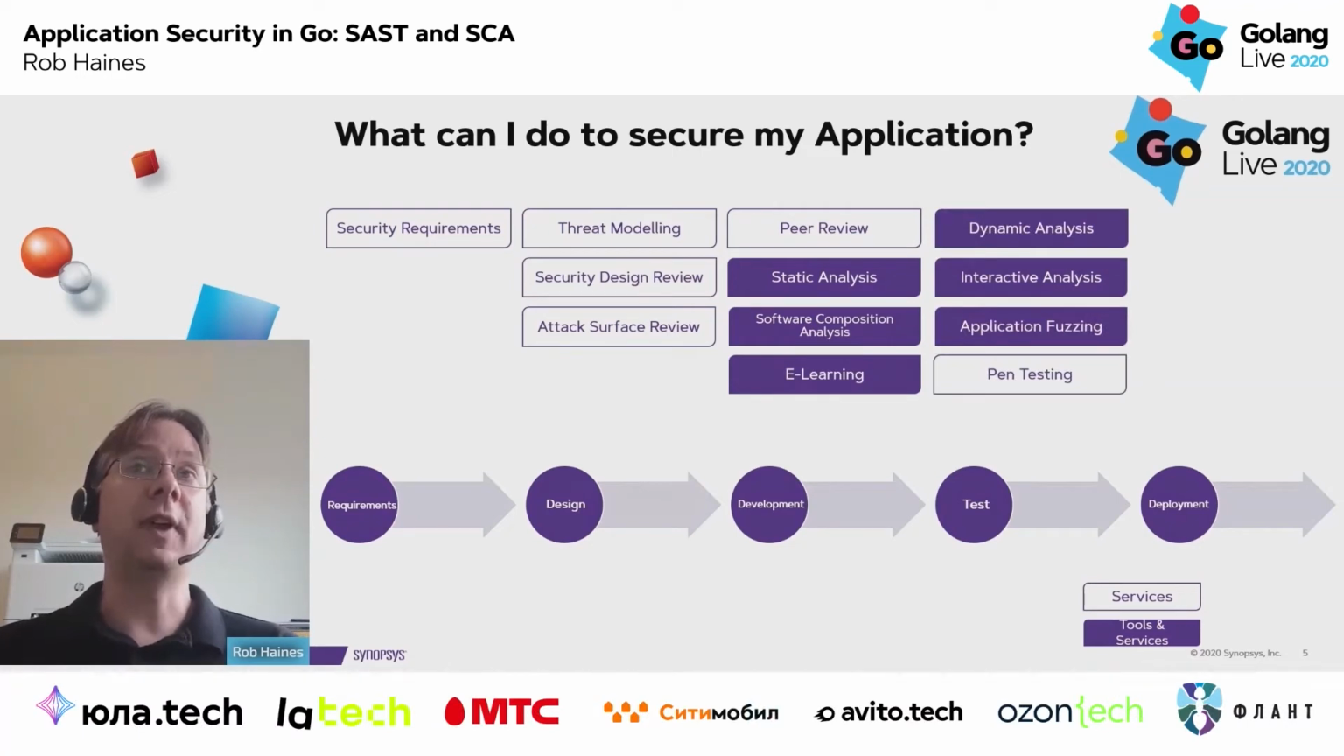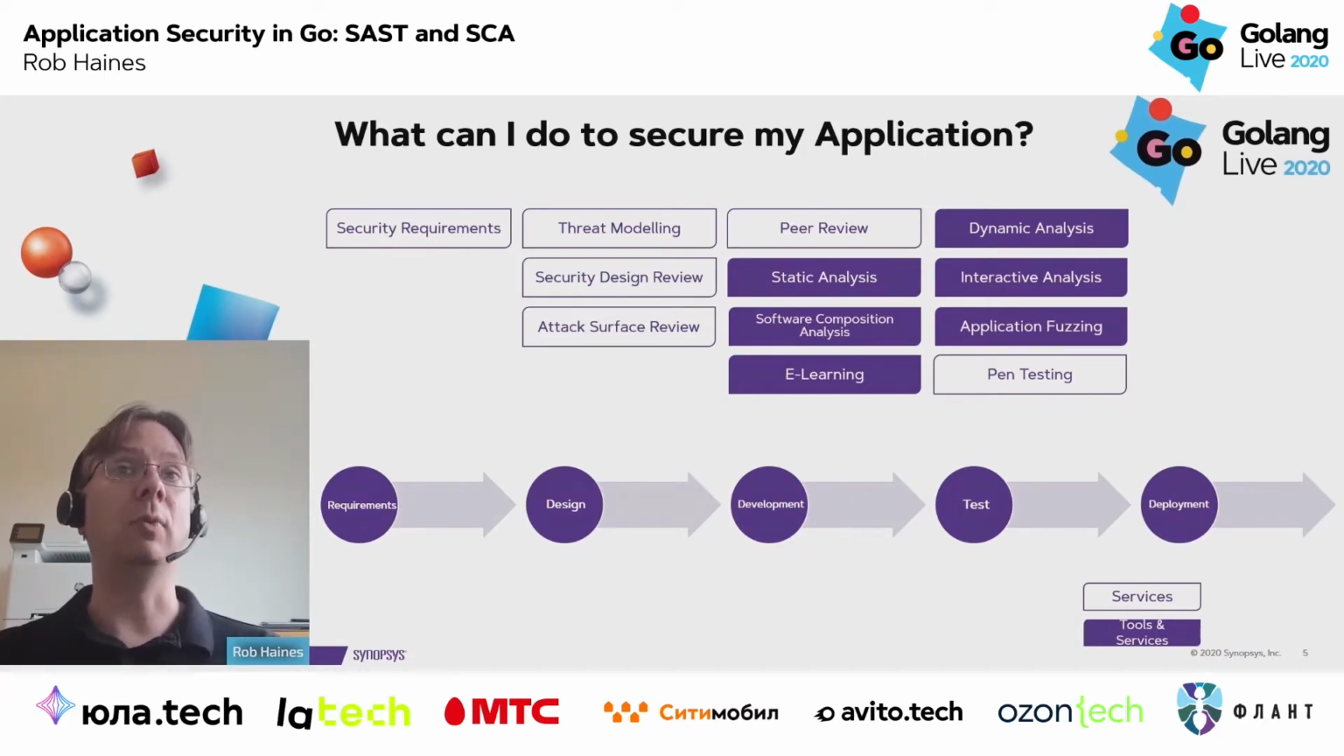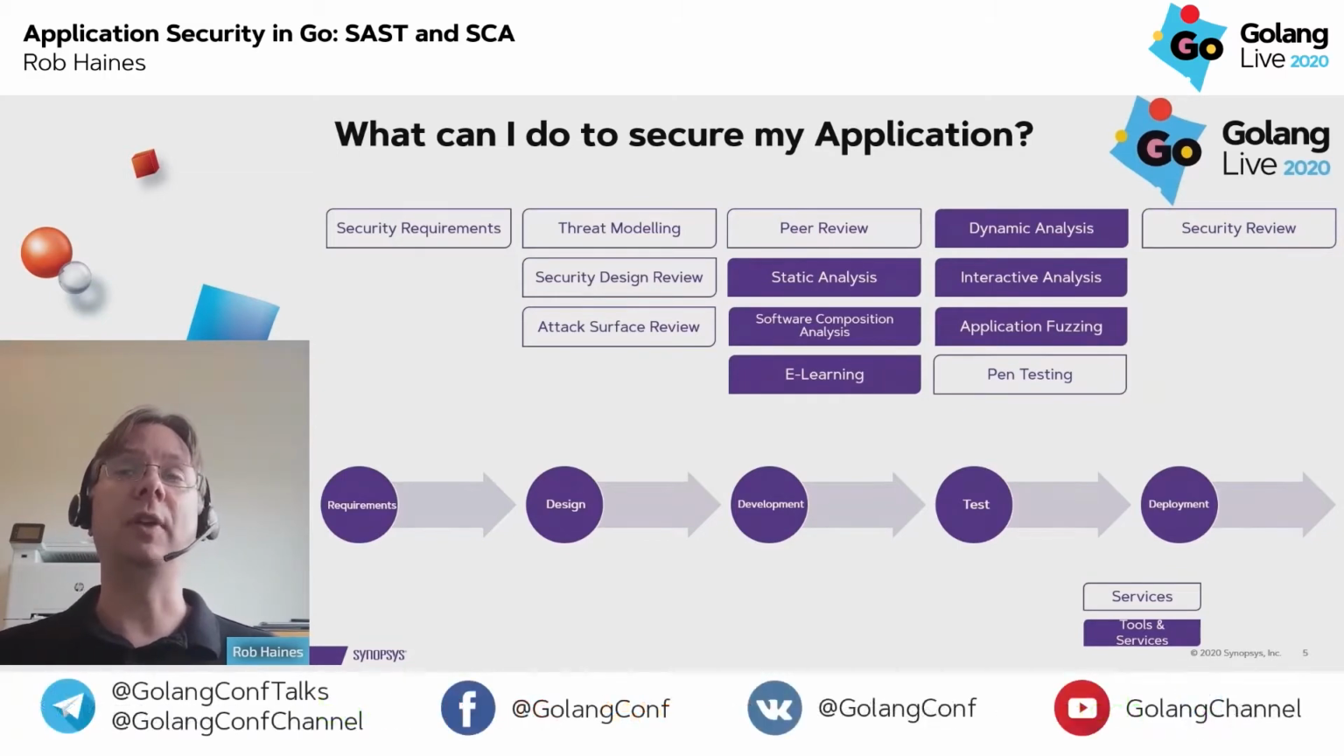When it comes to the testing phase, we have other technologies like dynamic analysis, interactive analysis, and application fuzzing. And of course, manual pen testing as well, when you're using experts to try and hack into your applications. And finally, when we come to deployment, we can have security reviews. There are also tools that you can use around this area to do things like scanning for open ports and making sure that everything's at the right patch level and that sort of tool as well.